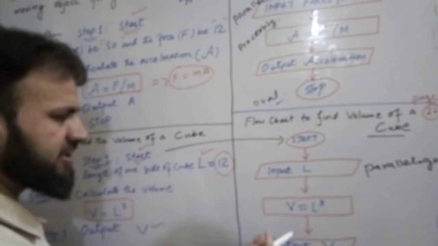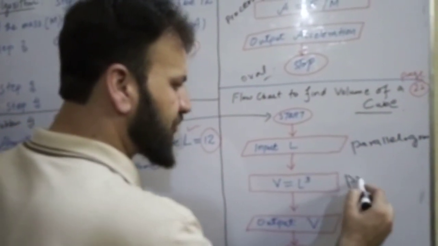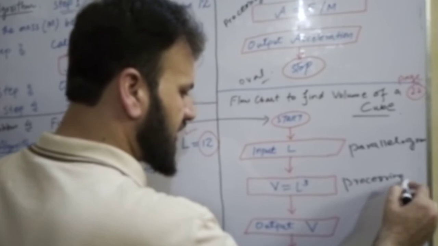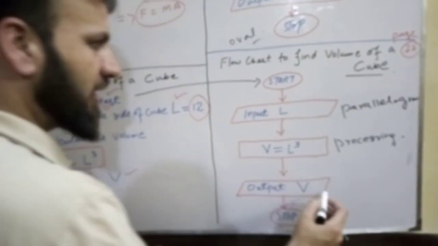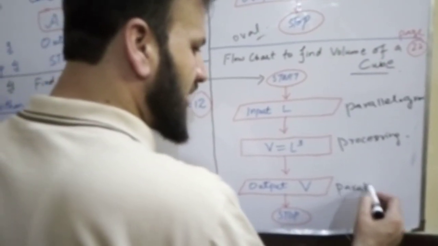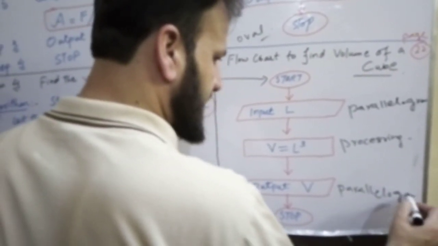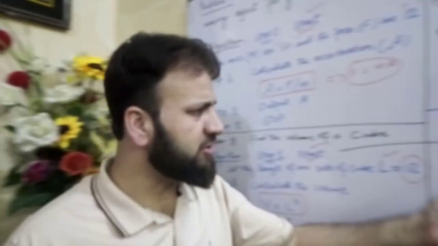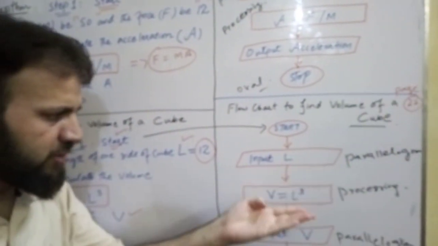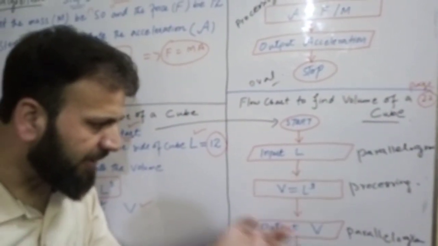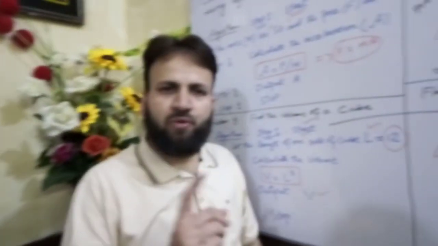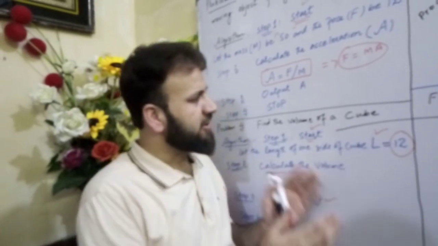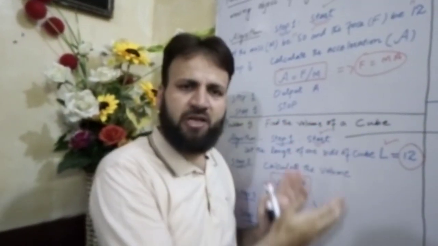Next the rectangular block shows that this is processing. For processing we always use a rectangular block. And next the print statement. For the print command we always use the parallelogram. And next stop. This is a very easy flowchart: it shows the start, then input, then processing, then the parallelogram, and then stop.